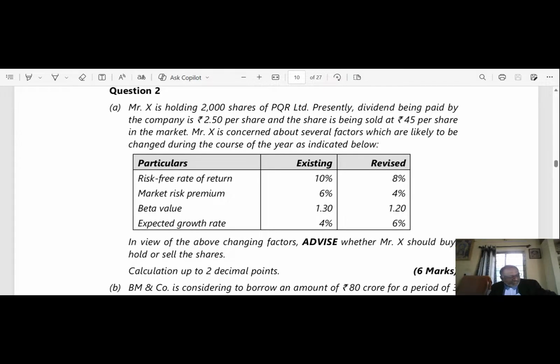Now the answer is 36.76. Now advice: the market price of the share, 45, is higher in comparison to the current equilibrium price of 18.12 and the revised equity price of 36.76. Under this situation, the investor should sell the share.